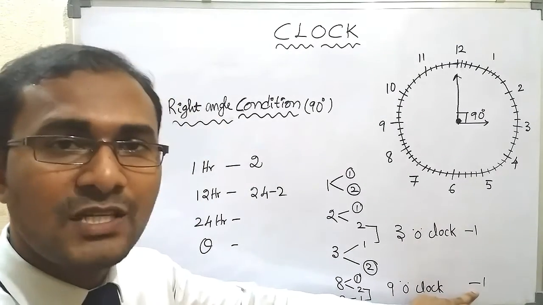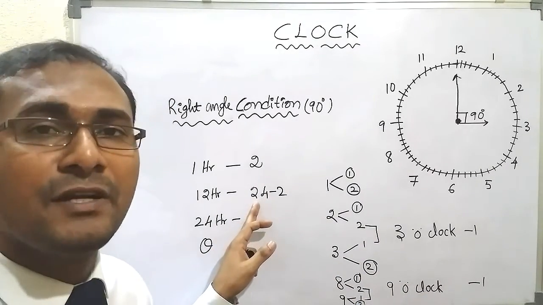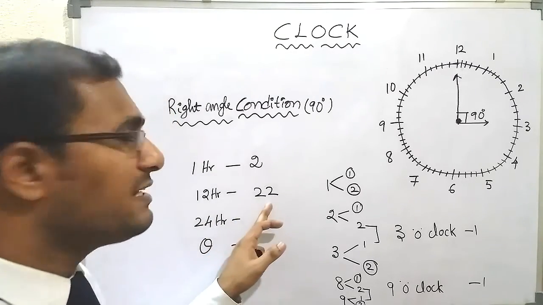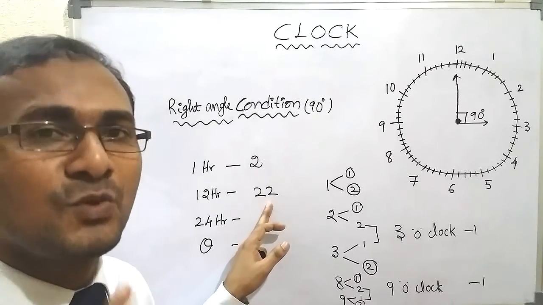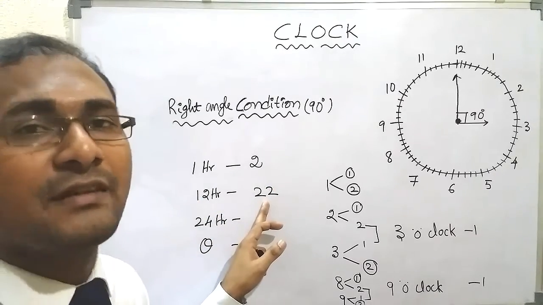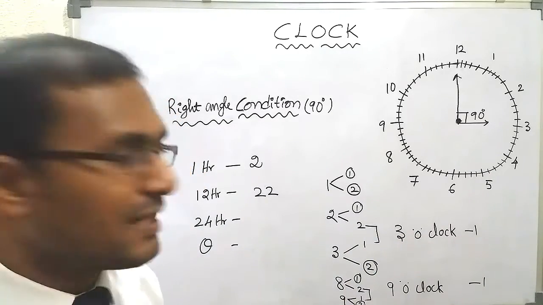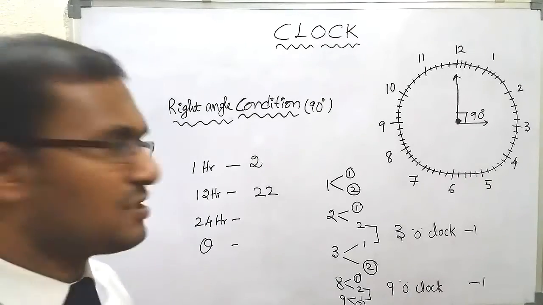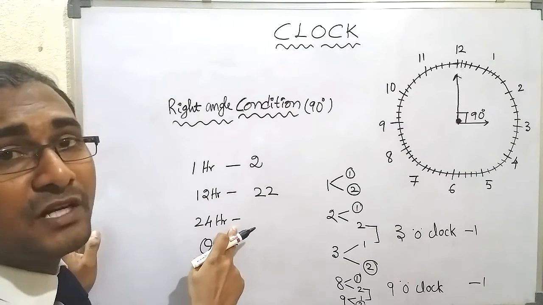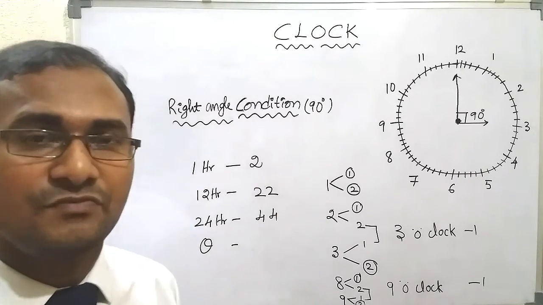So in total, how many conditions are we losing? Two conditions out of 24. That is why I have written here 24 minus 2. So simply can we say for every 12 hours, how many times does the right angle condition take place? 22 times only. For every 1 hour, 2 times the right angle condition takes place, but for every 12 hours, 22 times, because at 3 o'clock one time and at 9 o'clock one time we are losing the condition. Now if for 12 hours it takes 22 times, then for 24 hours how many times does the right angle condition take place? 44 times.